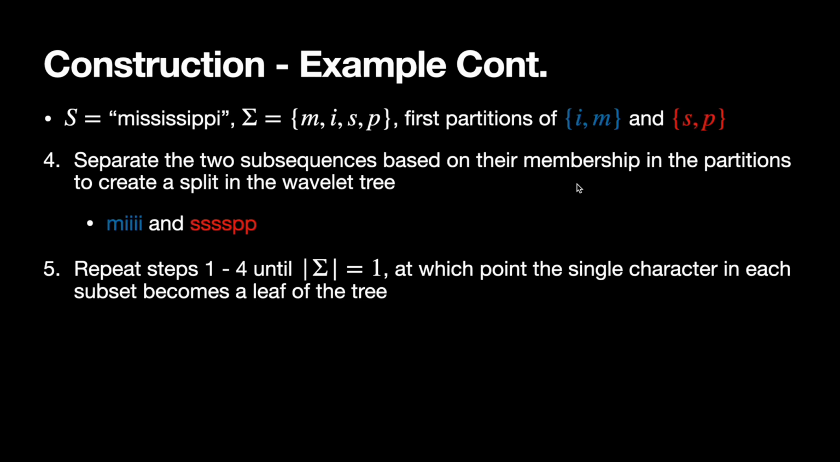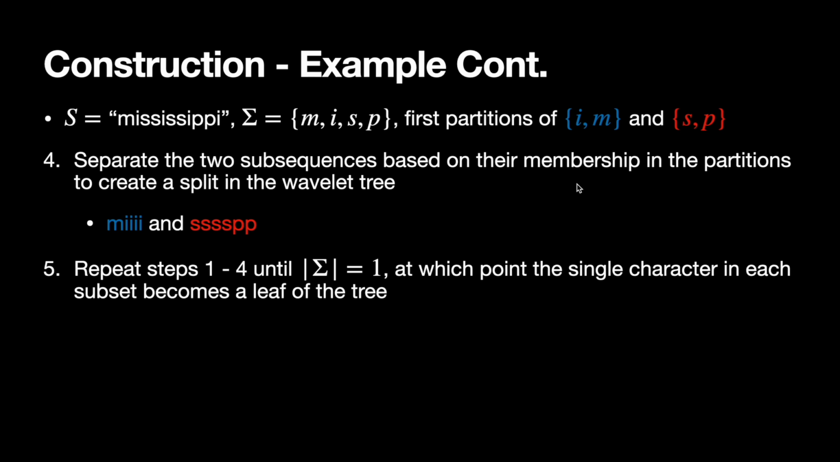Next, and I just have the same information up top for clarity, we can separate the 2 subsequences based on their membership in the partitions to create our first split that is going to define our wavelet tree. So I basically just took out these characters to create 2 separate subsequences of the original string. We have MIIII and SSSSPP.